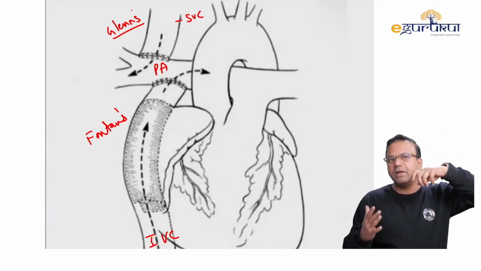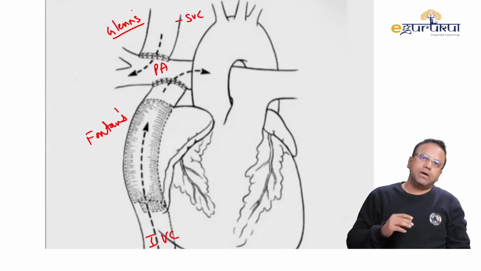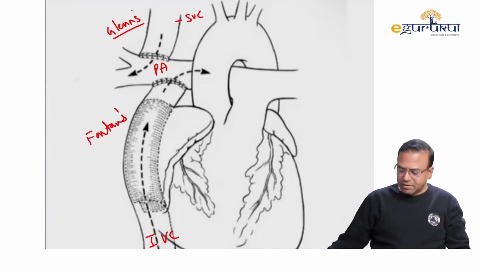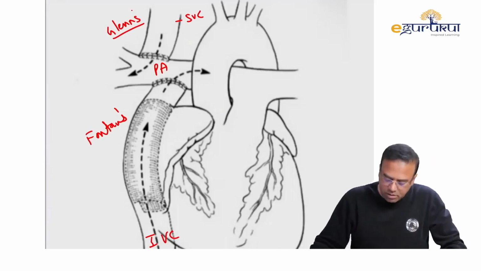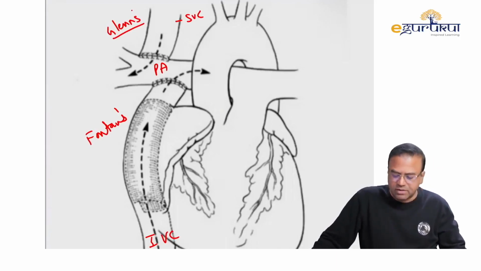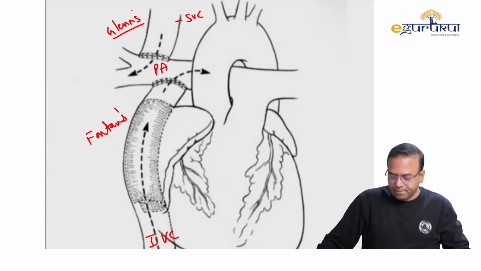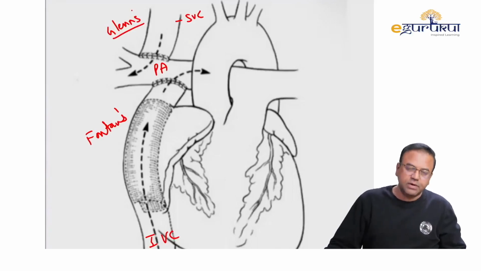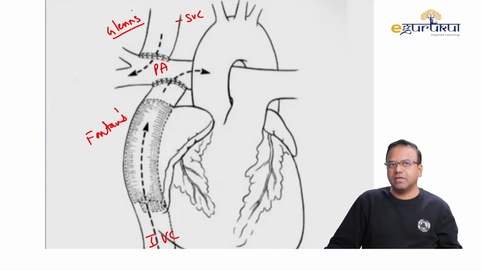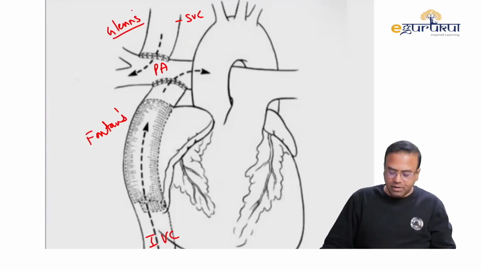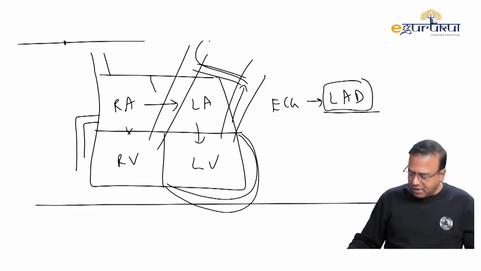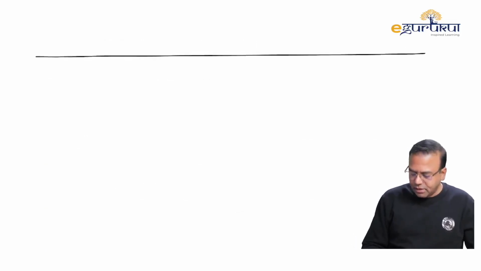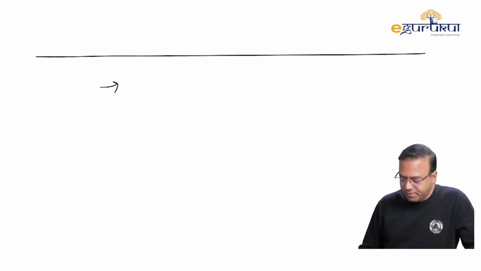It's completely bypassing the right heart, and whatever blood is coming into the left ventricle obviously is getting pumped out in the aorta. So this is what is referred to as the Fontan procedure. Okay, so this is one of the ways we treat tricuspid atresia. As we look at it, the Glenn is nothing but SVC to pulmonary artery, and the Fontan is nothing but IVC connected to the pulmonary artery.